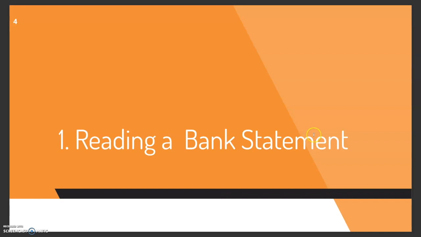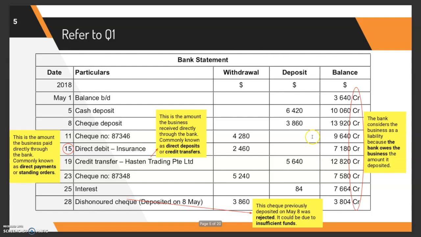So the first step to doing this chapter well is, of course, we need to learn how to read the bank statement. The bank statement looks very similar to that of the cash at bank account, but instead of having debit and credit, they have withdrawal and deposit. And the reason is very simple. It is for everyone who has a bank account to know how to read the bank statement. You realize that the bank statement has withdrawal on the debit side and deposit on the credit side.